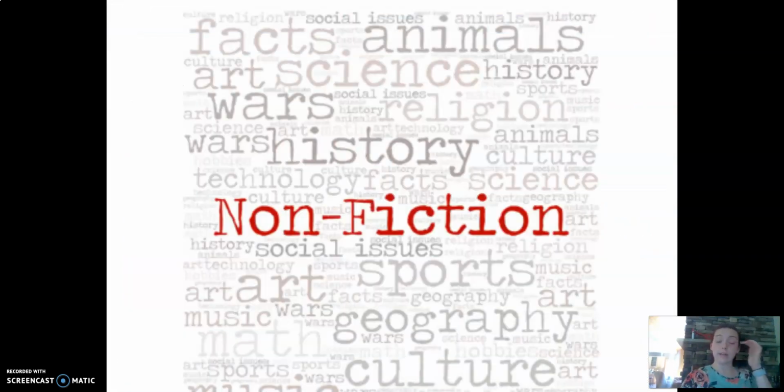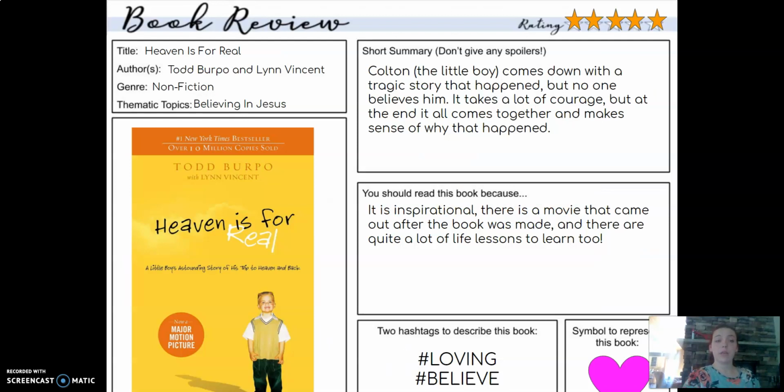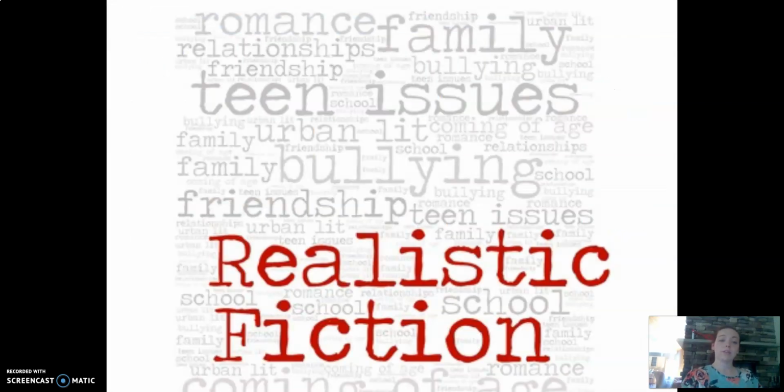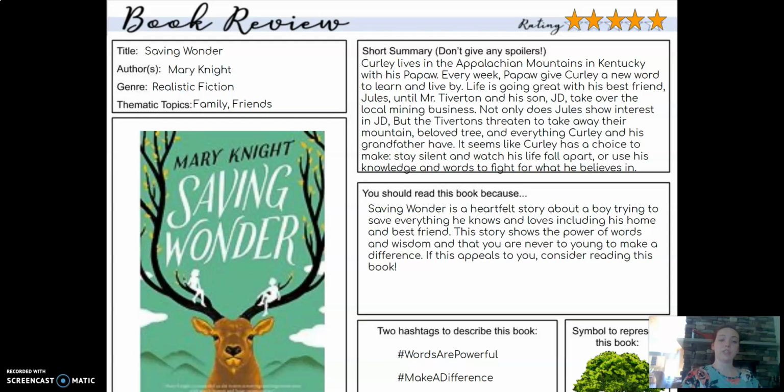And now we move on to nonfiction. Heaven Is for Real. And like I said, feel free to pause if you want to look at any of these books. This presentation will be up for students to see and read through, and they'll have a chance to see other students' realizations of the text and how they can also possibly become interested in these books themselves. Next is realistic fiction.